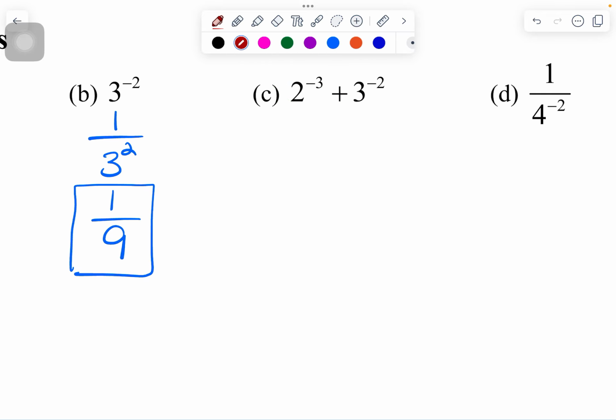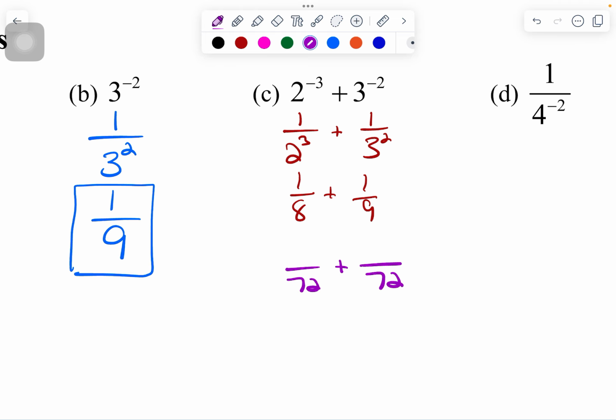So 2 to the negative 3 is going to be 1 over 2 cubed plus 3 to the negative 2, which we just did, so that'd be 1 over 3 squared. So this is 1/8 plus 1/9. Now, long time ago, probably one of the first topics we talked about was adding and subtracting fractions. So this is exactly what we're asking you to do here. To add or subtract fractions, I need the least common multiple of 8 and 9, which is simply 8 times 9, which is 72.